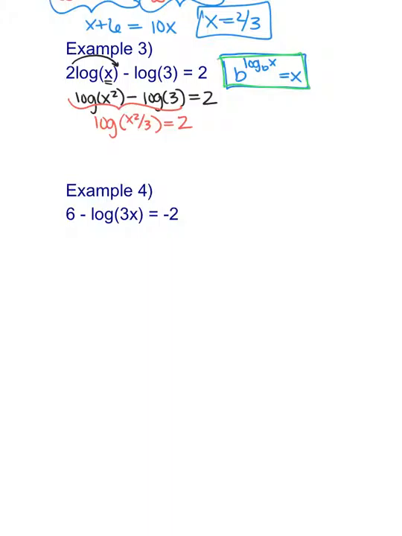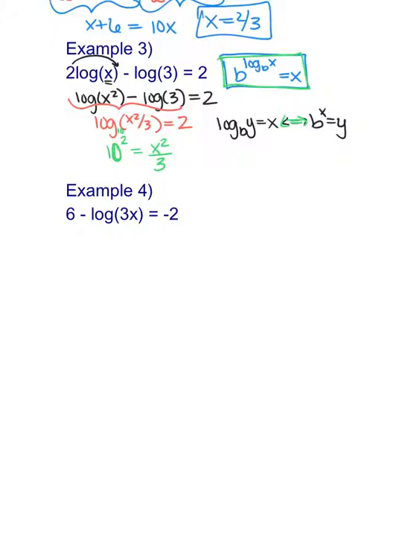So remember the definition of a logarithm, that log base b of y is equal to x if and only if b raised to the x is equal to y. And so this if and only if means I get to go in either direction. So what I think I'll do is rewrite this logarithm as an exponential statement. The base of this log is 10, therefore that will be the base of my exponential statement. So I've got 10 raised to the second power equals x squared over 3.